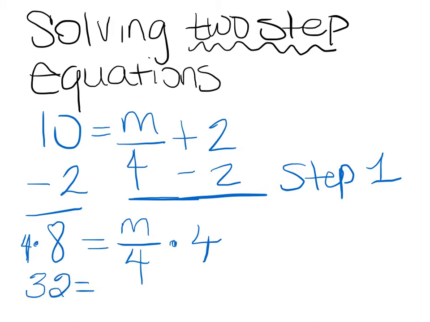And then m divided by 4 times 4 gives us 4 divided by 4, which gives us again a 1, and then our variable. So our final answer is going to be m equals 32.